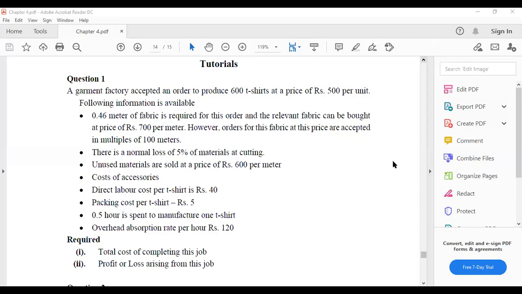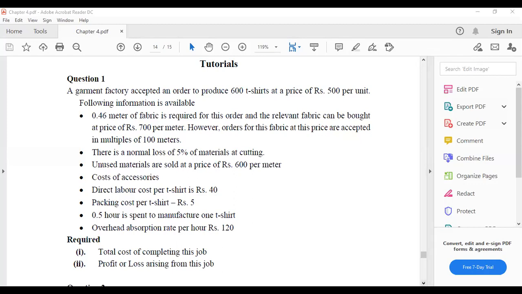Right. So let's get started. Today we are going to discuss the tutorial on job costing. It's comparatively a very easy topic. There we have three questions. So we maybe start looking at question number one, right?